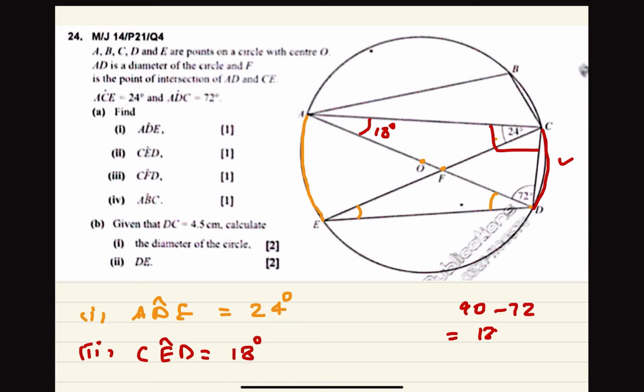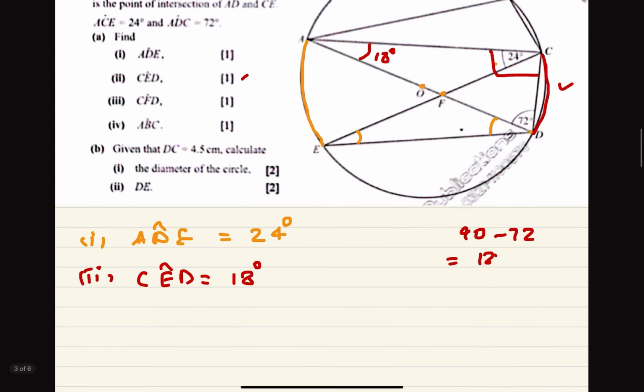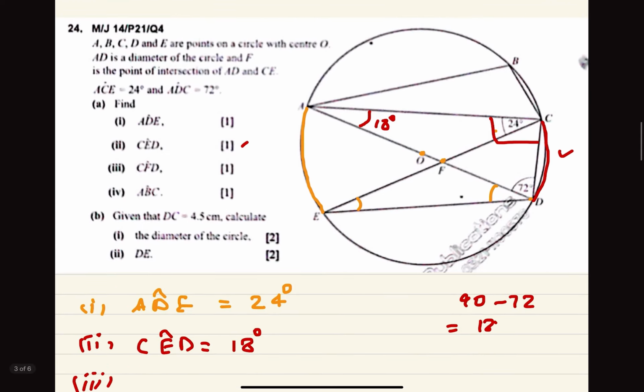We do not need to give a reason because this is a 1 mark question, and unless the examiner says to write out the reason for your answer, we are not required to give a reason. So the third part is CFD.